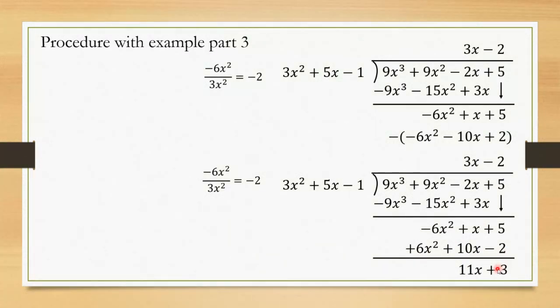That's 11x. 5 minus 2 is 3. Now, do we stop here? Well, yes, we do. Now, why is that? The degree of this difference is now less than the degree of the divisor. Right? This is degree 2. This is degree 1. This degree is less than the degree of this. So we stop.